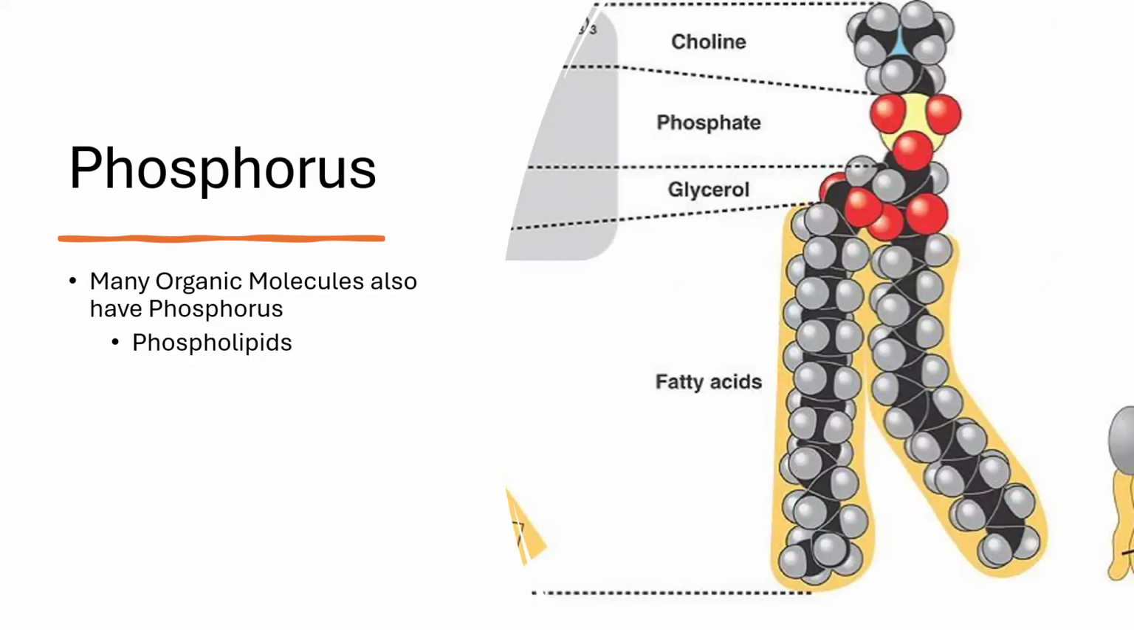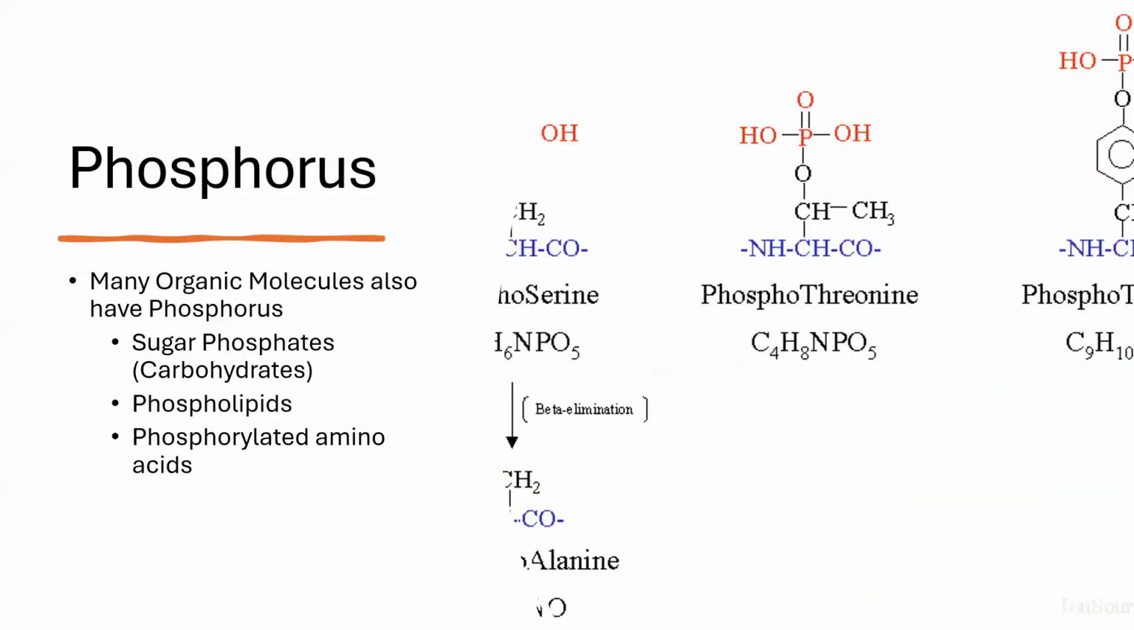Obviously, they're a major part of phospholipids. So you've got this phosphate head here. And then you can have phosphorylated amino acids like this phosphothreonine that you can see here. There are other phospho amino acids.